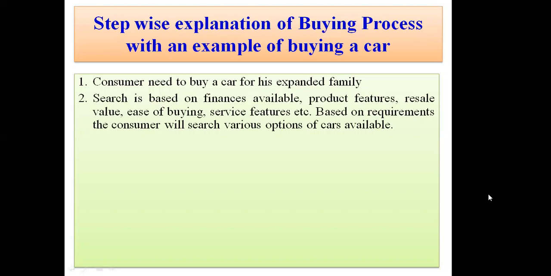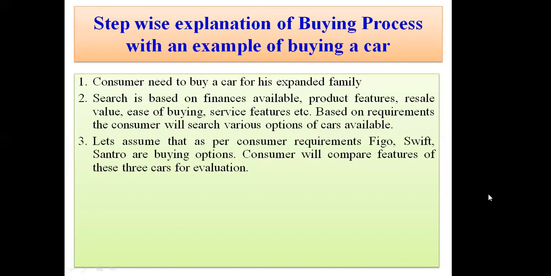In the second stage of information search, the consumer gathers information based on his available finances, resale value, and some other factors. The consumer thoroughly studies various brands at this stage and gathers maximum information about all the products. Then comes the third stage. During evaluation of alternatives, the consumer compares the information gathered in the previous stage. Consumer will compare various cars that suit his requirement. For example, consumer wants to choose from Figo, Swift and Centro. So at this stage, consumer will compare various features of these cars.